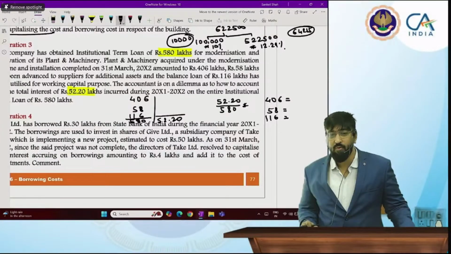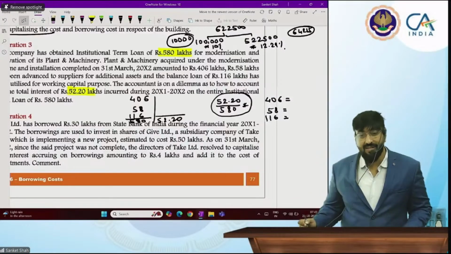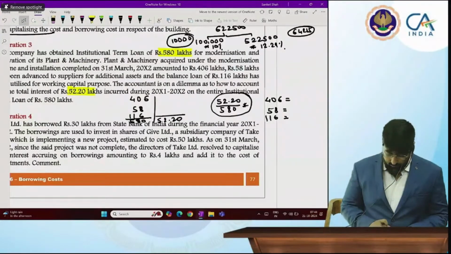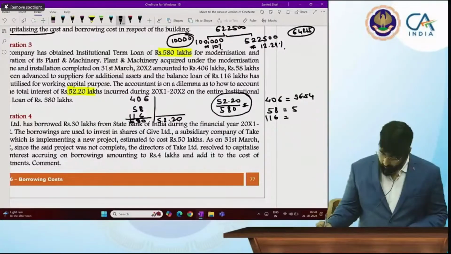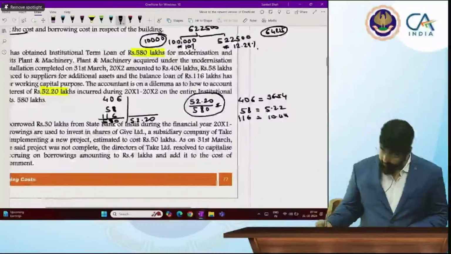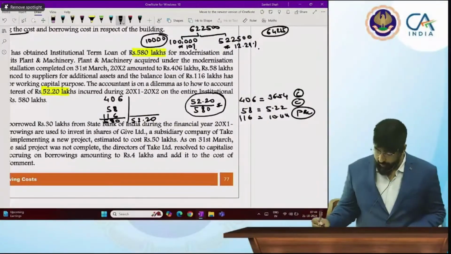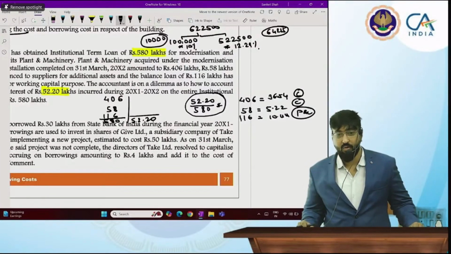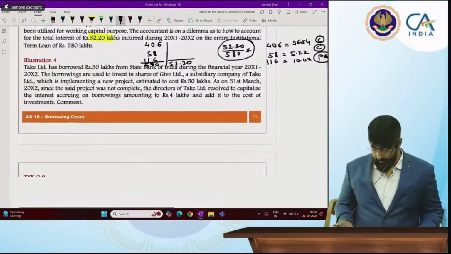No. Every time you don't have to do this. On Calci, you will do it only once. Calci can memorize this amount. So every time don't do this calculation. So what is the answer? 36.54, then 5.22, then 10.44. This is capitalized, and this is transferred to P&L. Correct? Calci shortcut you understood, no? Yes, sir. Okay, very good.